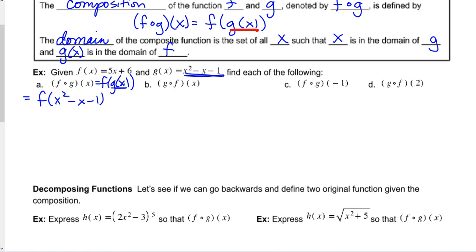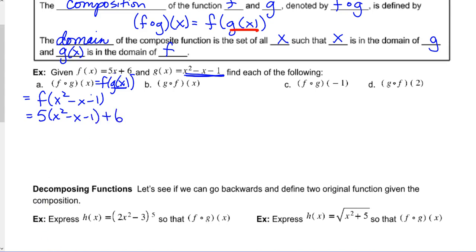So, just like when we had function notation where I had a number inside here that I had to place into that function, I now need to take all of this and replace any x in my f function with all of this. So we're going to replace x in f with x squared minus x minus 1. So what does the f function tell me to do? It says to take 5 times what's inside here and then add 6.